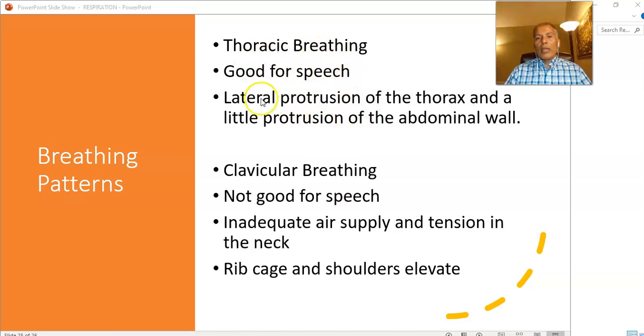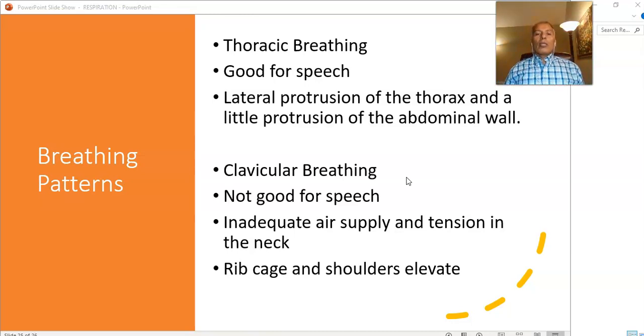Also, thoracic breathing is necessary for speech, of course, but a combination of thoracic and abdominal is the best. So that is characterized by lateral protrusion of the thorax and little protrusion of the abdominal wall. Clavicular breathing is the kind to be discouraged, is the kind that is not healthy. The clavicles are here, your shoulder bones. Recall that the segments of cartilage that connect the bony part of the rib to the sternum are tiny at the top. As you go down, they become gradually bigger. So on top, there isn't much room for expansion.